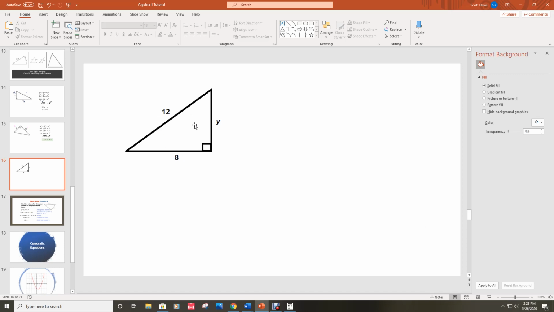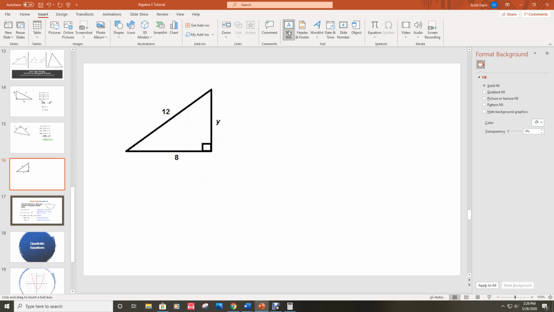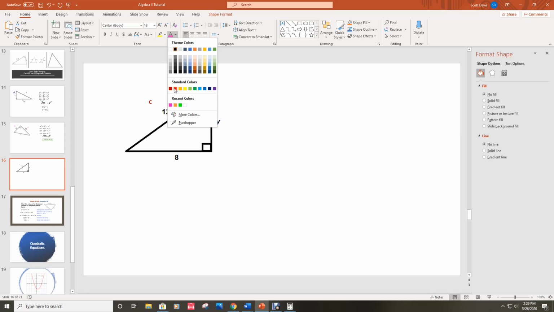So let's label our sides here. Let's find our 90-degree angle right here and go straight across and label our side C. We have got side C. Let's make that stand out more here with red. All right, so there's side C.